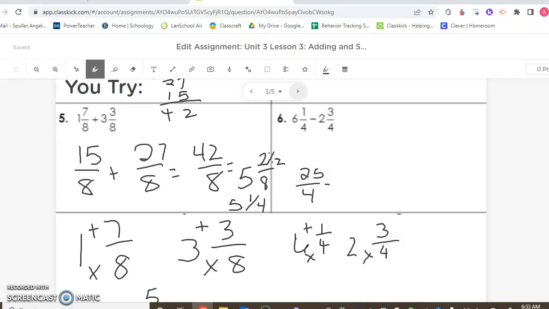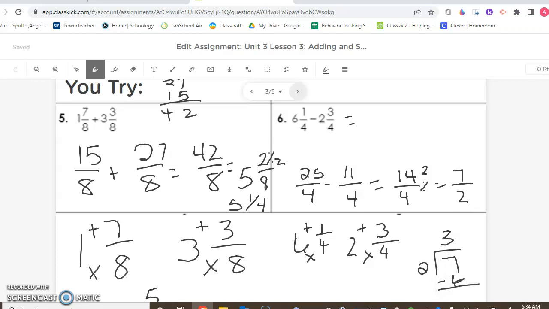2 3/4. 4 times 2 is 8 plus 3 is 11 over 4. If I subtract that, that gets me 14 over 4. I can simplify this down. I could divide them both by 2 and get 7 over 2. And then I could simplify it more by saying 7 divided by 2. 2 goes in there 3 times. That's equal to 3.